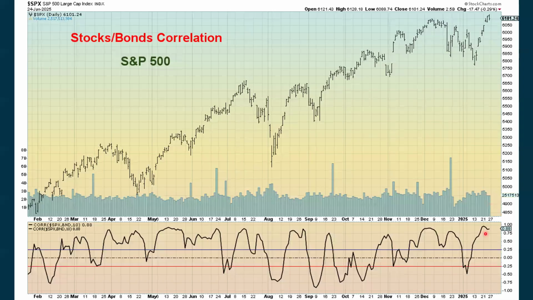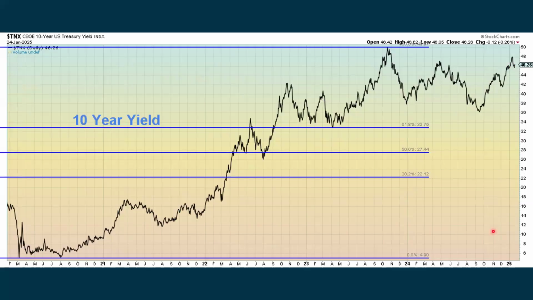And the relationship between stocks and bonds. That's why I'm really focusing on interest rates right now, because the correlation is really high between the two. We keep an eye on the 10-year yield, and then I have some fib retracement levels here, which we're right in between those. And the hope was that we might get down and break below that 4.5% level with the 10-year yield. We came close intraday, but never broke down below it.